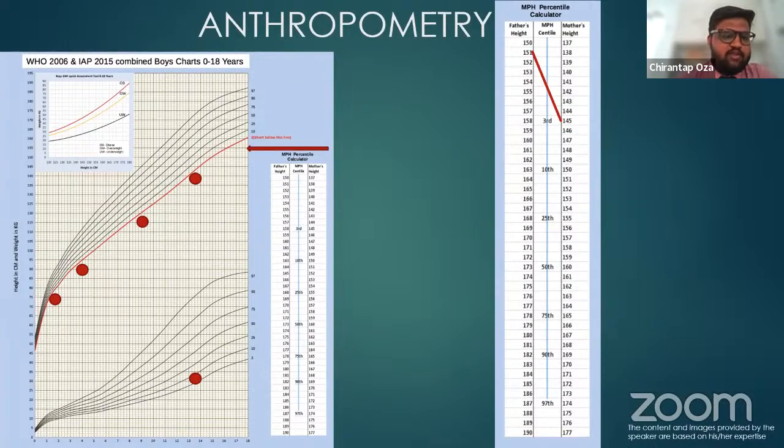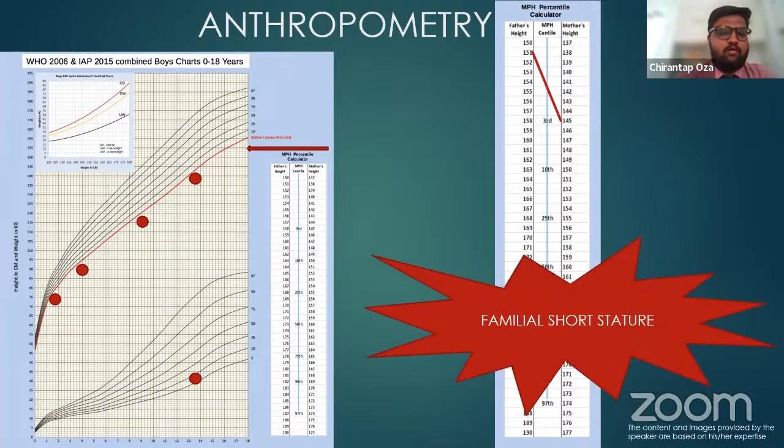So now with these details, what could be the probable diagnosis in the child? As we can see, the height is small since birth and it is falling in the mid-parental height range. This is most likely familial short stature.